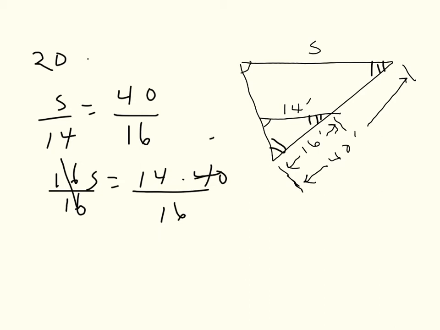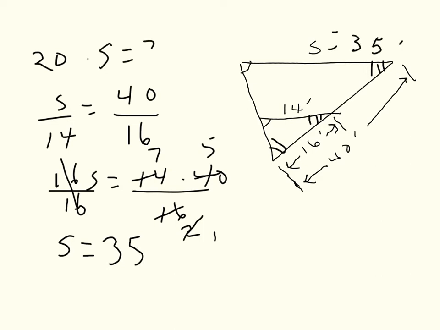8 goes into 40 five times, into 16 twice. 2 goes into 2 once, and into 14 7 times, so S will equal the product of 7 and 5, which is 35. And our given unit is feet, so we'll put the feet there. S equals 35 feet. And it's reasonable if you look at it. 16 is more than 14, 40 is more than 35 in the same proportion.